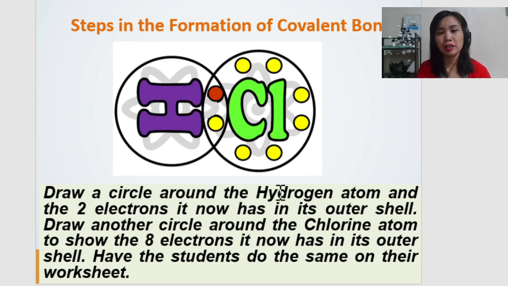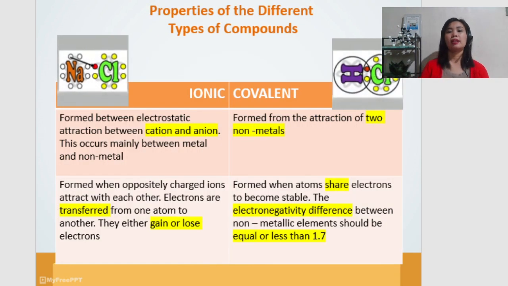So, draw a circle around the hydrogen atom and the two electrons it now has in its outer shell. Draw another circle around the chlorine atom to show the 8 electrons it now has in its outer shell. Try to check chlorine. 1, 2, 3, 4, 5, 6, 7. Then isa ka-hydrogen, so naging 8. And then we have here ka-hydrogen 1 and 2. So both of them is what? They are both stable. Okay.